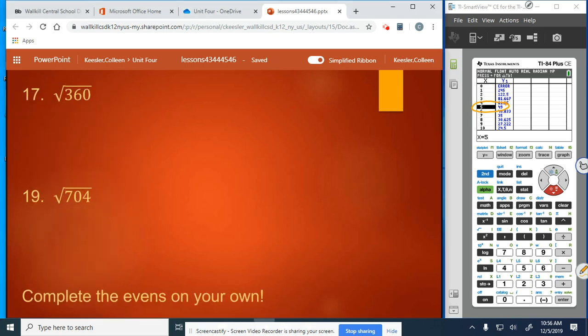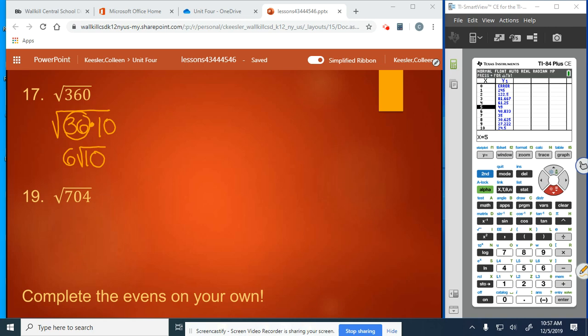And here's our last two we're going to do together before you move on to the evens. So we have some bigger numbers here. 360, though, right away, I know is 36 times 10 just by looking at the number. Square root of 36 is 6, and we're left with the square root of 10.